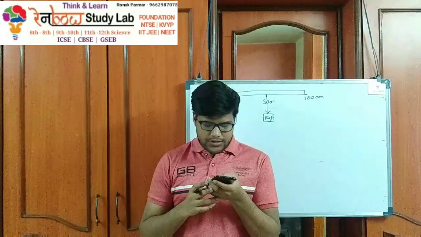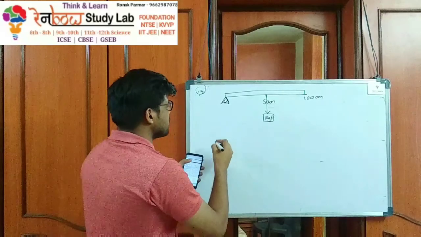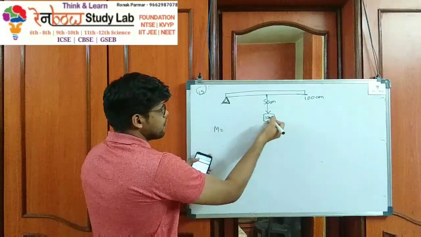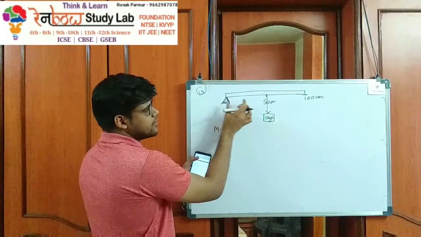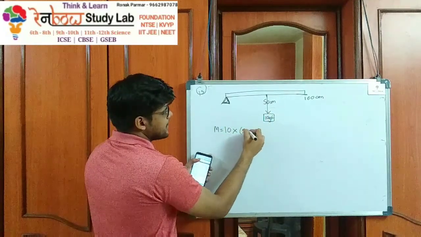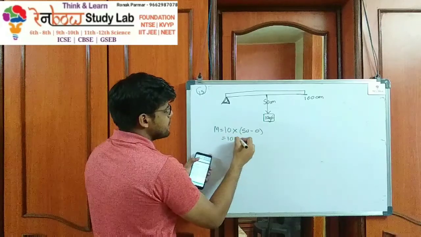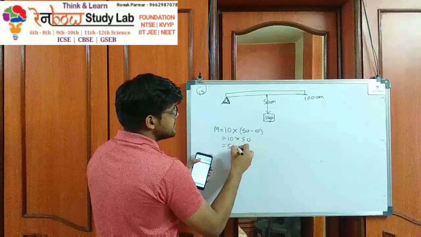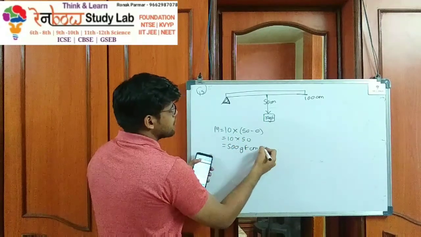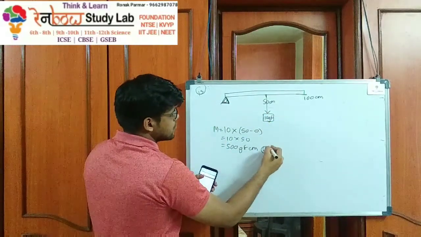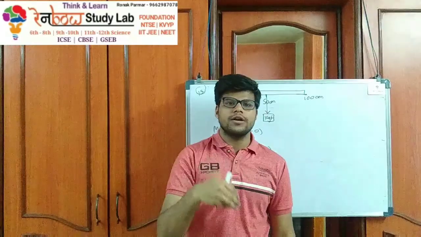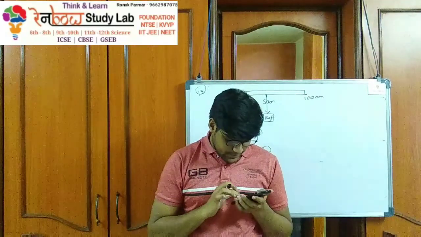What moment of force depresses the ruler? So what will be the moment? Moment will be the force or the weight times the distance. Though it is pivoted at 0, this is 50. 50 minus 0. So 10 into 50, 500 gf centimeter. And what will be the direction? Right hand side of the pivot and downwards. So clockwise. Right side of the pivot and downward is clockwise.